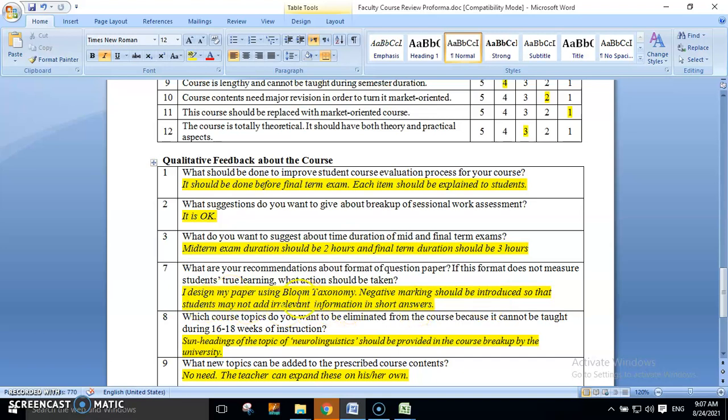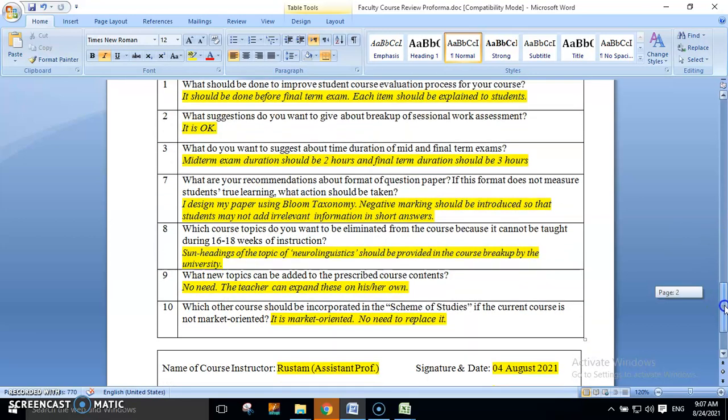In short answers, I have noticed that students provide a lot of information. So they should be penalized. There should be some negative marking. This is my suggestion, so that every student should be guided not to insert irrelevant or extra material.